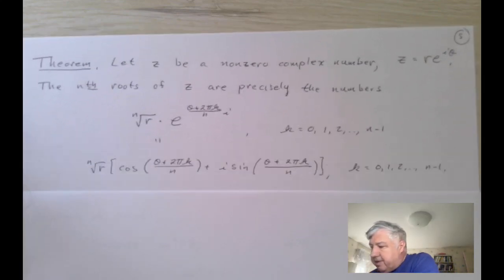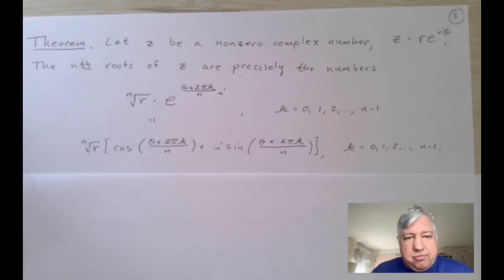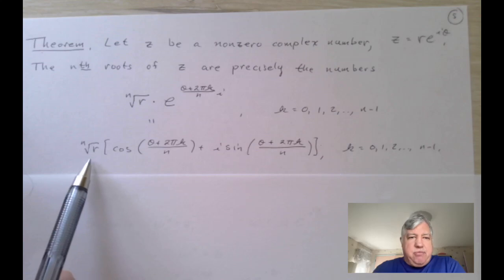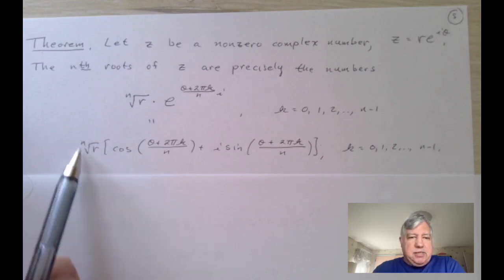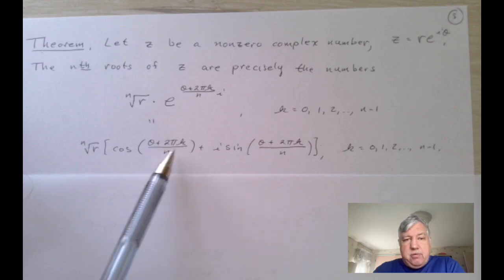This can also be written in terms of sine and cosine. Remember, r is a positive number, so the nth root of r is just a real positive number. There's no problem understanding it. And then we get the formula for the argument of the nth roots this way.